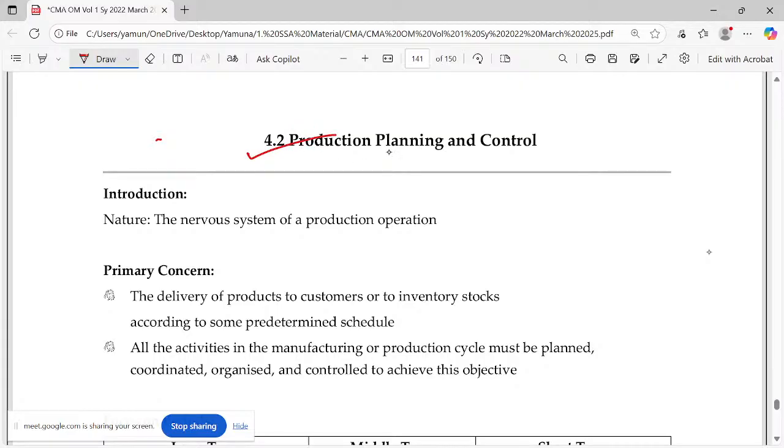We are going to discuss in particular. So earlier topic we were discussing overall introduction about OR. Here we are particularly dealing with production planning and control. This is the main heading.